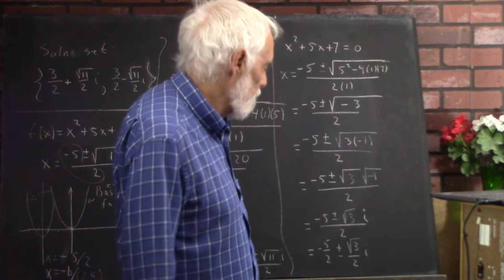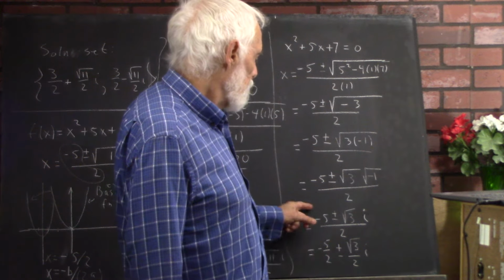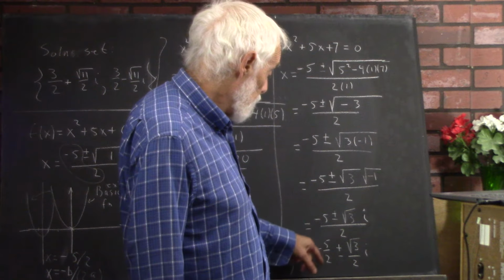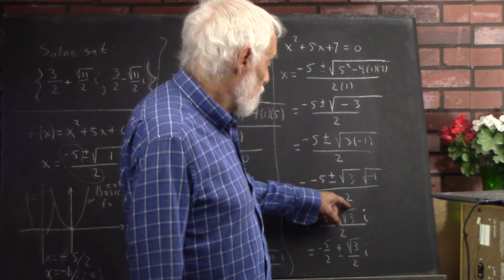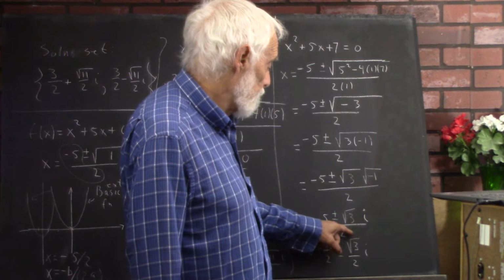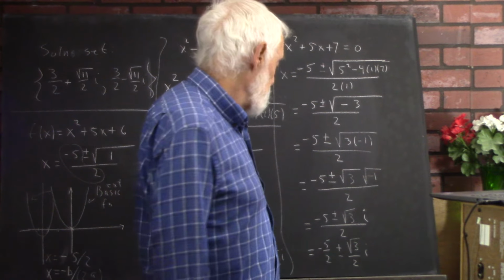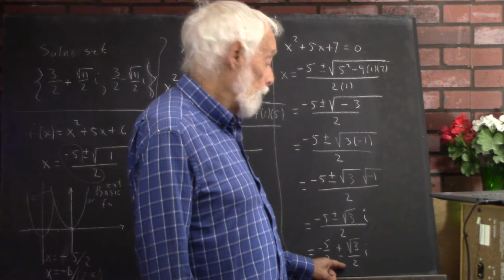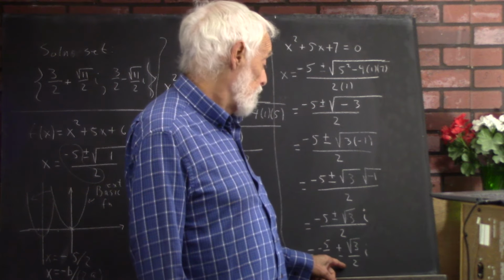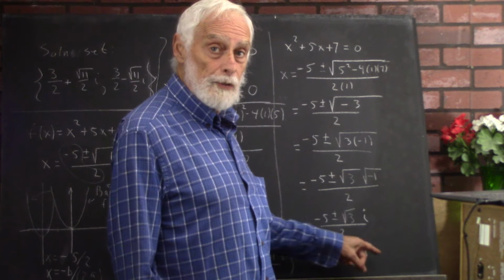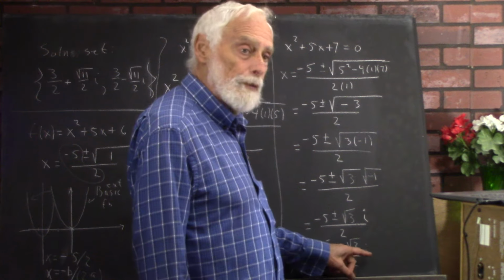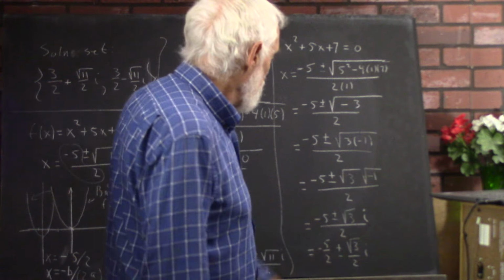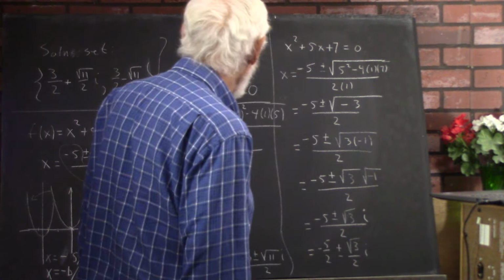So anyhow, we have this, and this then is -5/2, distributing the division by 2, -5/2 plus or minus the square root of 3 i divided by 2, which we write as the square root of 3 over 2 times i. A question came up: do you put the i after the number or before the number? The answer is, it doesn't matter, because multiplication is commutative, even with imaginary numbers. It doesn't matter which order those are in, as long as the i is attached to the square root of 3 over 2, you're okay.